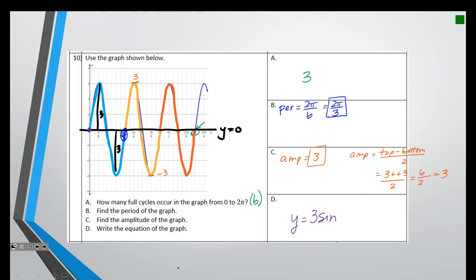All right, so 3 sine, and then the next thing I write is my b value, which we already talked about is this 3, so 3x. And then I don't have a midline, well, I do have a midline, but it's at 0, so I don't have to write my k number. I don't have to write that it's +0. So this would be our final answer.